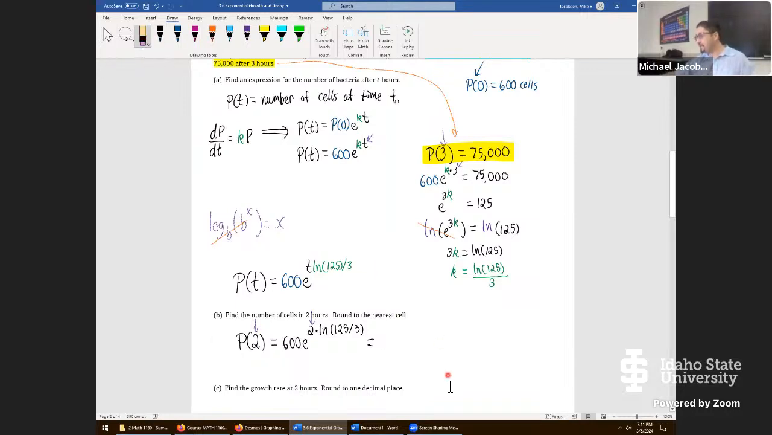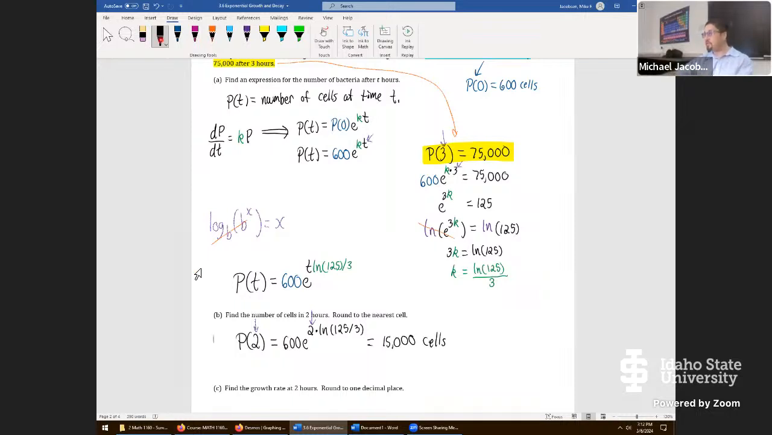Oh, sorry, missed a chat. Yes, it was in the parentheses right there as well. My 3 should have been outside. Sorry, I missed that chat on that one, right, Shiley. So this should have been exactly 15,000 cells.